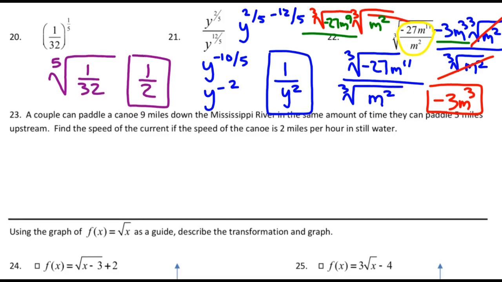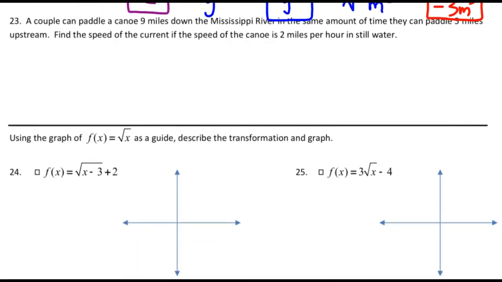Almost done. My favorite type of question in this chapter is the word problem. So here we have a couple. Ooh, a couple can paddle a canoe 9 miles down the Mississippi River. In the same amount of time, they can paddle 5 miles upstream. We did one like this before. Find the speed of the current if the speed of the canoe is 2 miles an hour in still water.